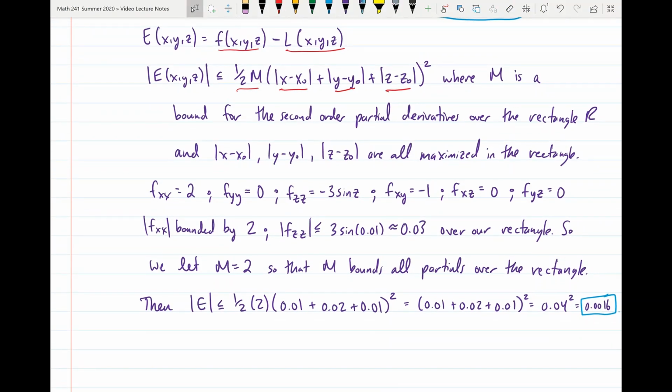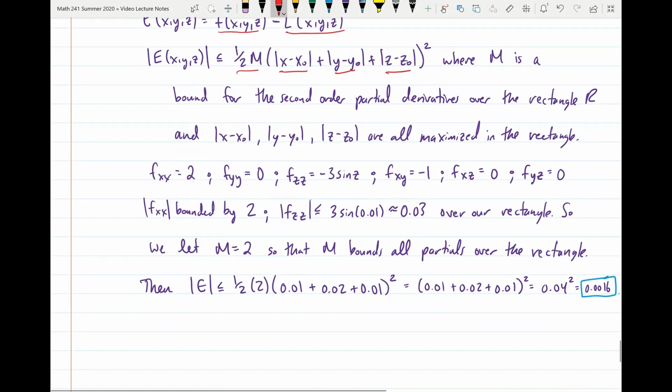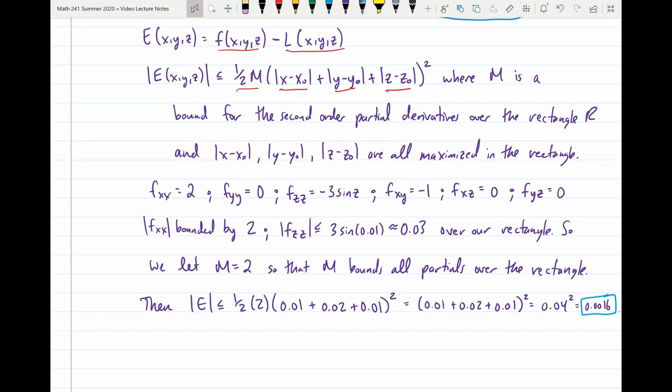And x minus x naught, y minus y naught, and z minus z naught are all maximized in that rectangle. You'll see what I mean by that when we get down to the bottom here. The first thing to do to find our number m is take all of the second order partial derivatives. You can just take my word for this if you want to.